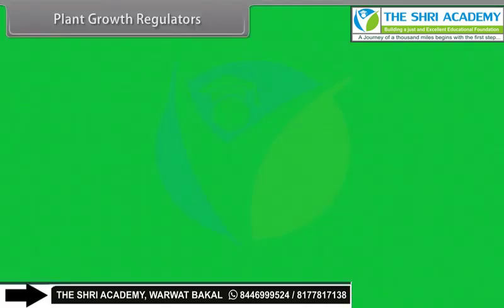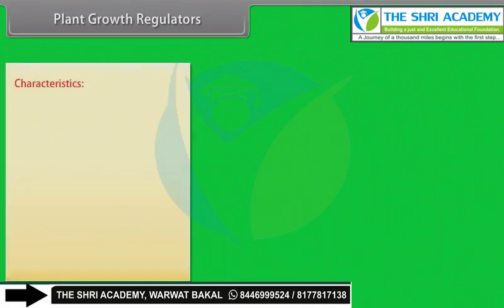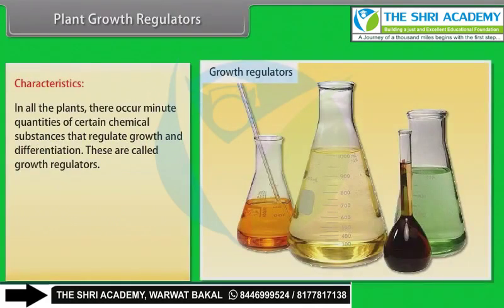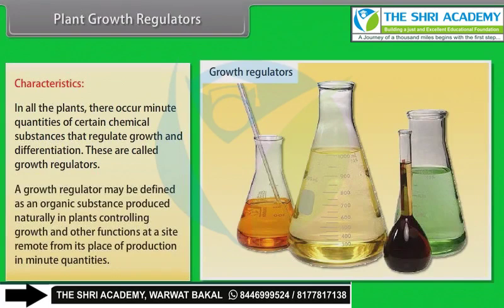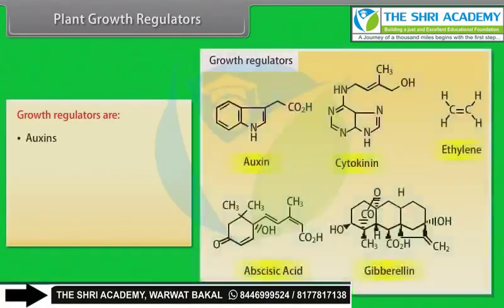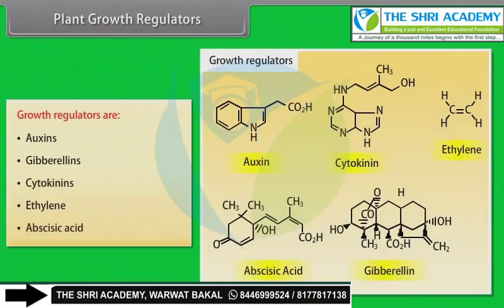Plant growth regulators. Characteristics. In all plants, there occur minute quantities of certain chemical substances that regulate growth and differentiation. These are called growth regulators. A growth regulator may be defined as an organic substance produced naturally in plants, controlling growth and other functions at a site remote from its place of production, in minute quantities. These are auxins, gibberellins, cytokinins, ethylene, and abscisic acid.